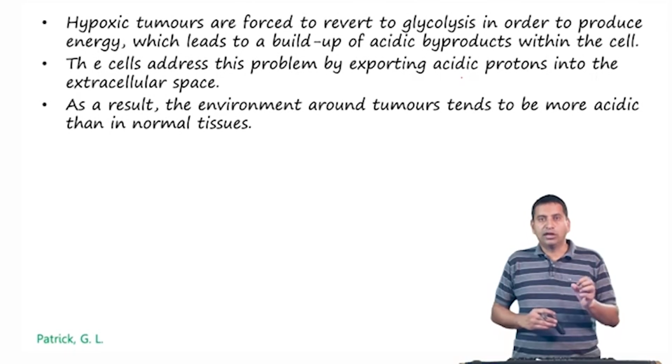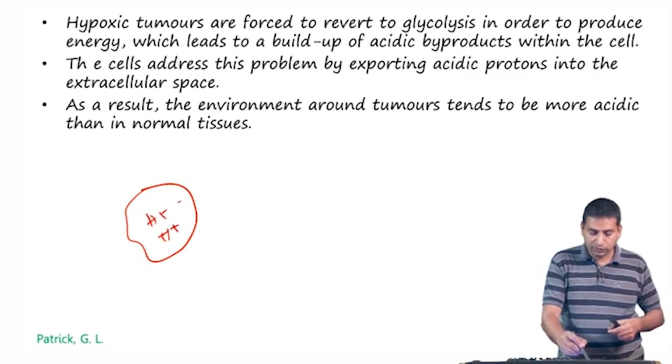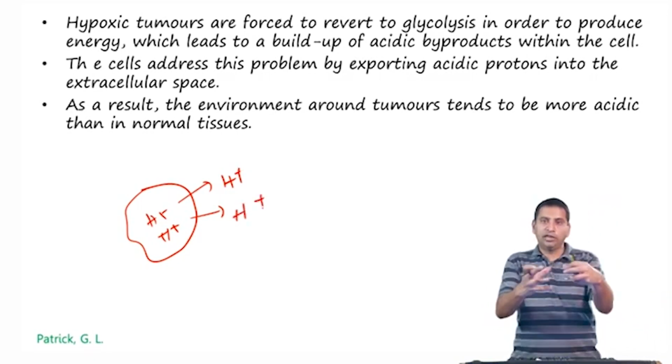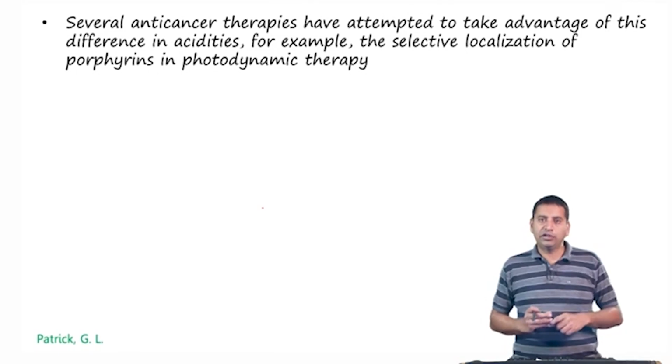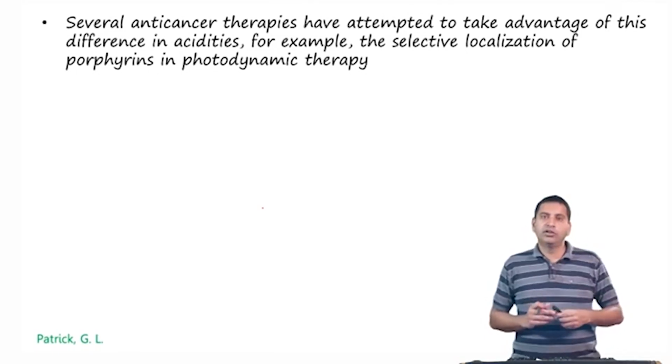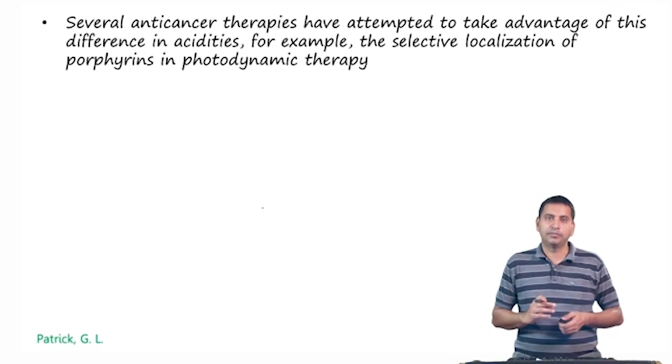Hypoxic tumors, in order to survive, have to revert to anaerobic respiration, which is glycolysis, and this results in a large buildup of acidic byproducts. The cell addresses this problem by exporting acidic protons into the extracellular space. So, once there is a lot of acid present, it exports the H plus out. Because of this, the tumor environment tends to be more acidic than normal tissues. A number of anti-cancer therapies have attempted to take advantage of this difference in pH. For example, one could think about selective localization of porphyrins, which we have discussed previously in photodynamic therapy.